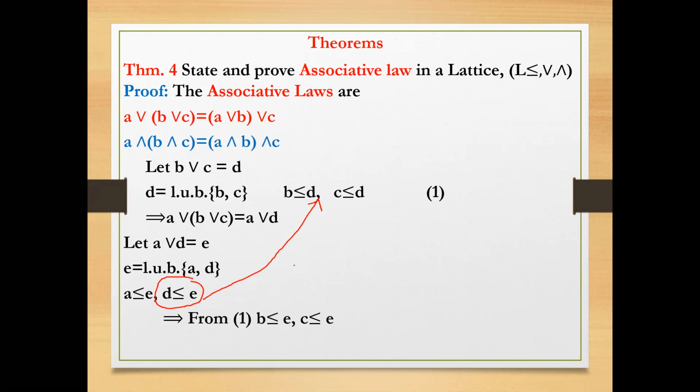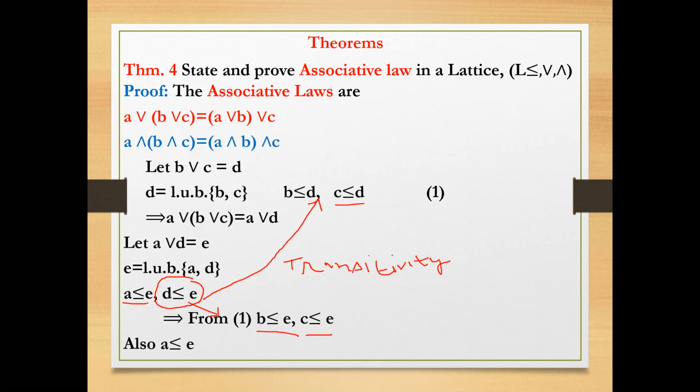So you can see here the transitivity relation holds, because we are dealing in lattices and in a lattice we have a partial order relation. So using the transitivity, B less than or equal to D and D less than or equal to E, we have B less than or equal to E. And similarly C less than or equal to D and D less than or equal to E implies C less than or equal to E.